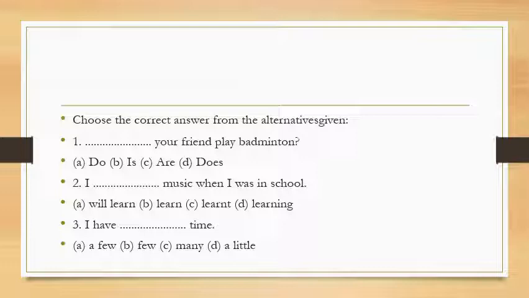I have dash time. I have a little time. A few, many എല്ലാം നമ്മൾ countable objectsന്റെ കൂടെ ഉപയോഗിക്കുകയുള്ളൂ. And time is an uncountable thing. So I have a little time. കുറച്ച് സമയം. I have little time means I do not have much time. I have a little time means I have some time. കുറച്ച് സമയമുണ്ട്. A little means കുറച്ച്.